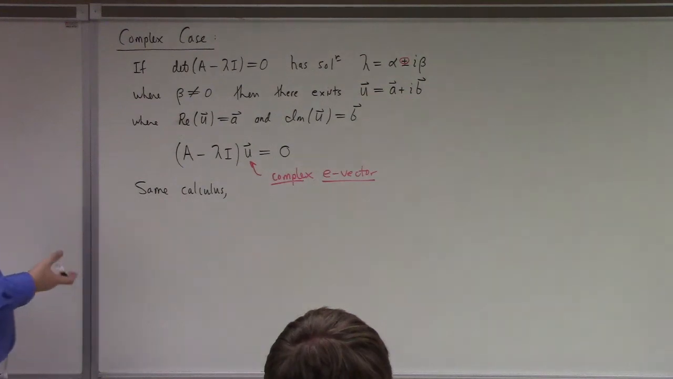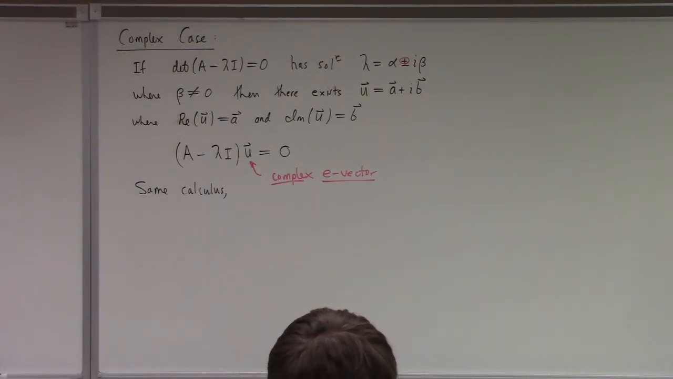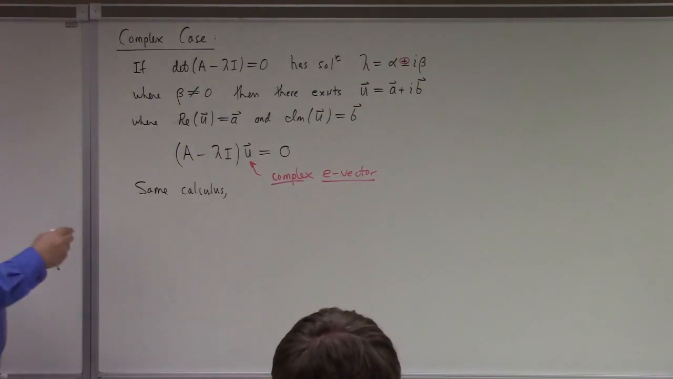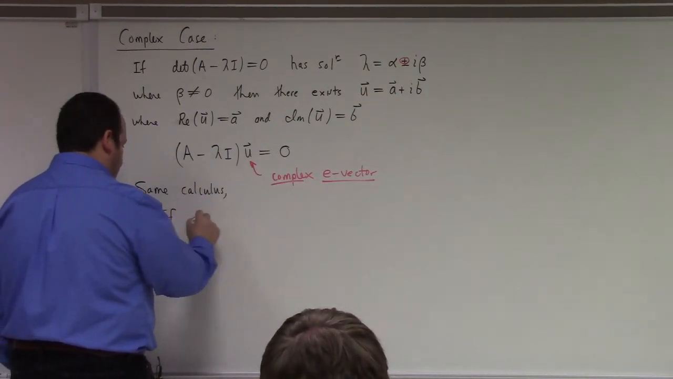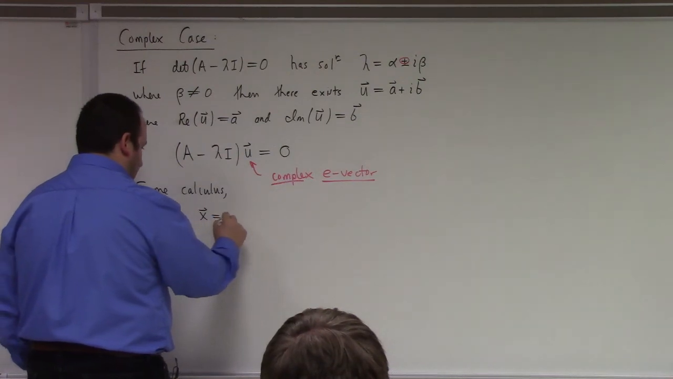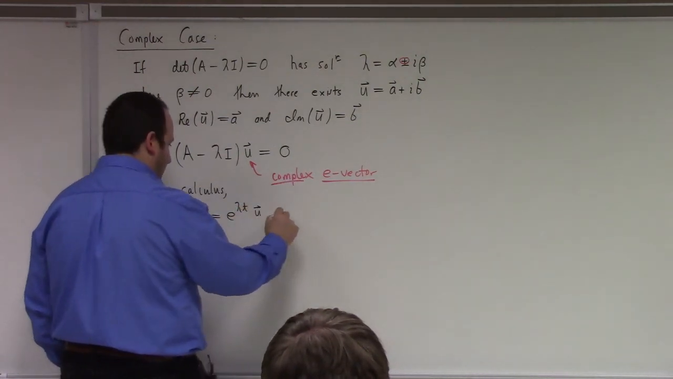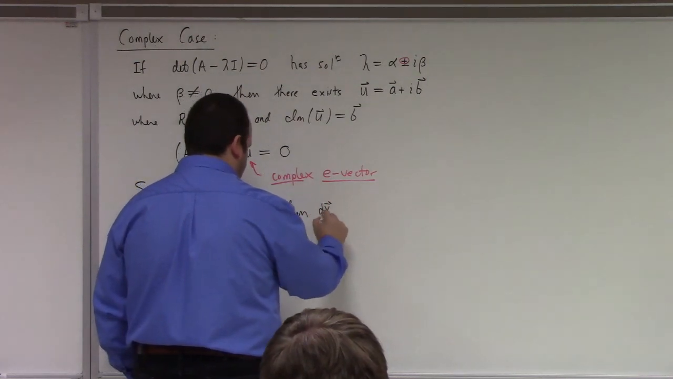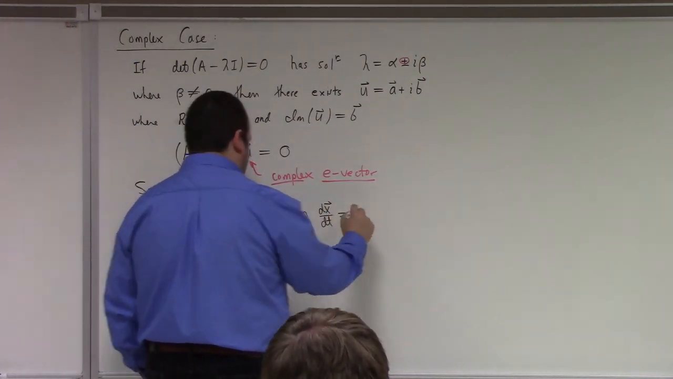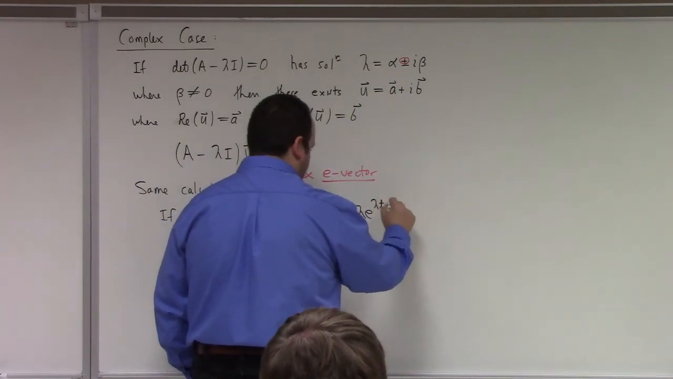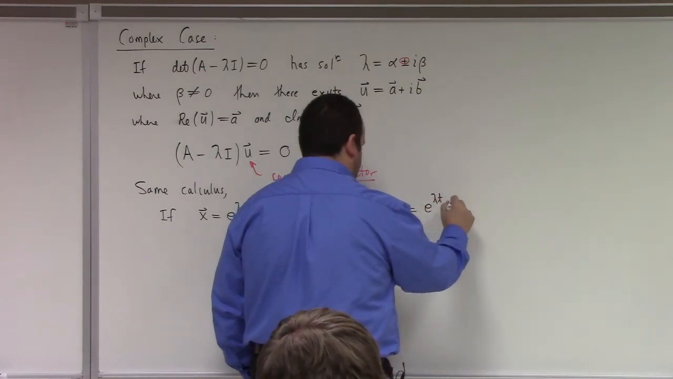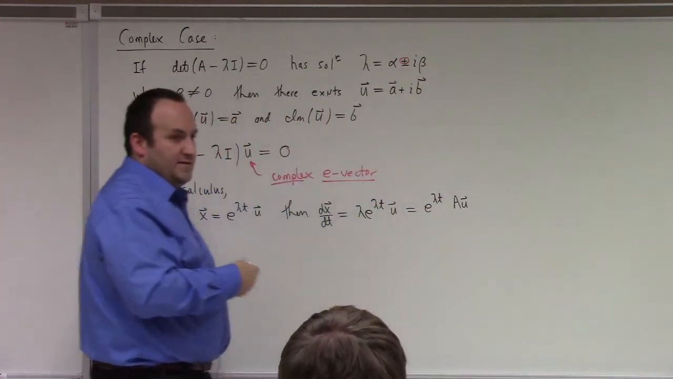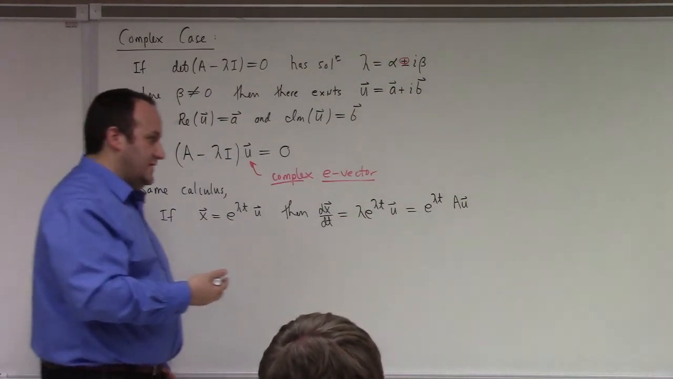This is a calculus I did 2 lectures ago, right? I forget exactly when, but I think a week ago, we proved that if you have x equals e to the lambda t u, then dx/dt is equal to lambda e to the lambda t u, and that's equal to e to the lambda t times Au, right? But if u is an eigenvector, Au is equal to lambda u.